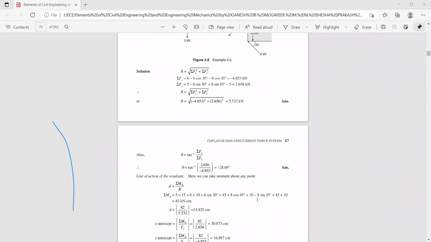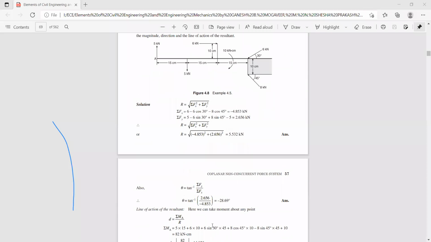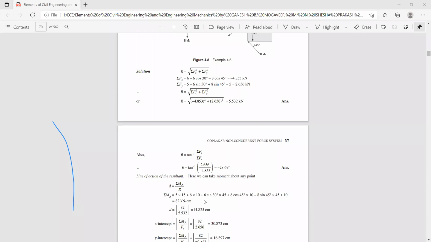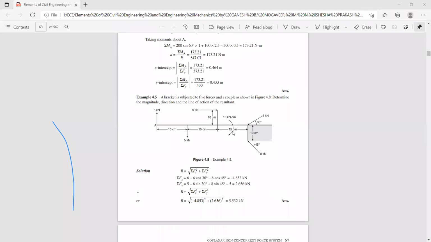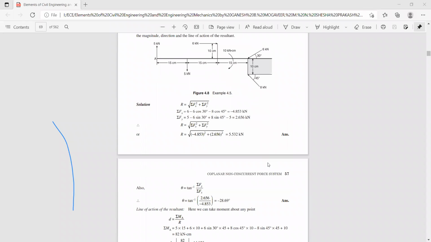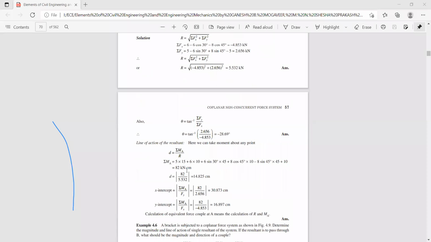Now let us check. It is also given in centimeter: 5 into 15, plus 6 into 10, plus 6 sin 30 into 45, plus 8 cos 45 into 10, minus 8 sin 45 into 45, plus 10. This 10 is nothing but the already existing moment acting at this point. Thereby you get sigma MA equal to 82 kilonewton centimeter. Since R into D is equal to sigma MA, you get the position of the resultant as 14.825 centimeter. Then you can calculate the x-intercept and y-intercept.